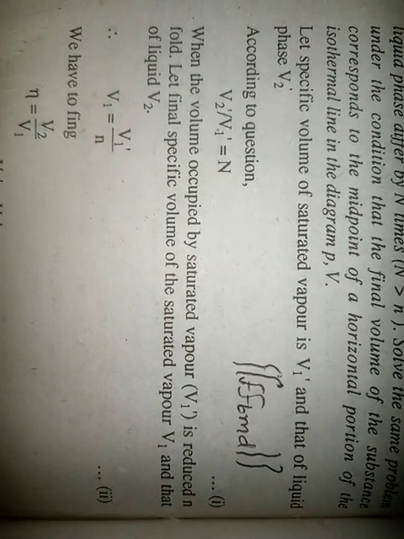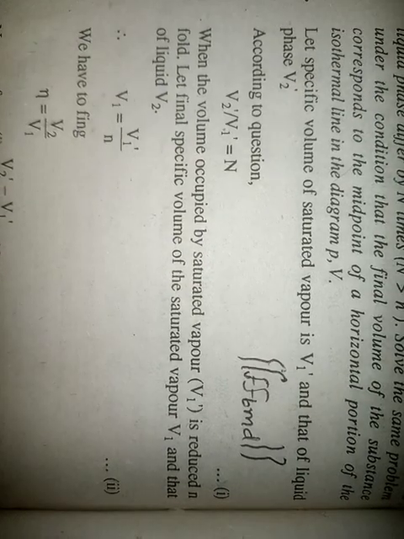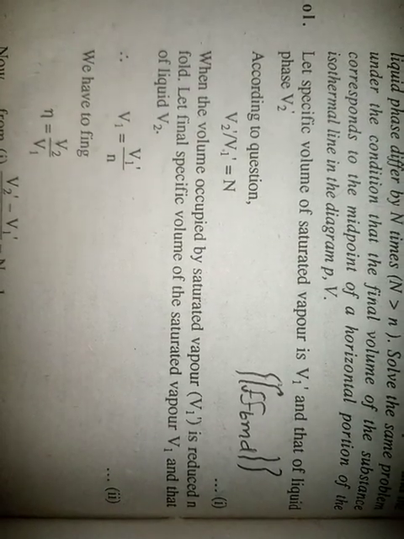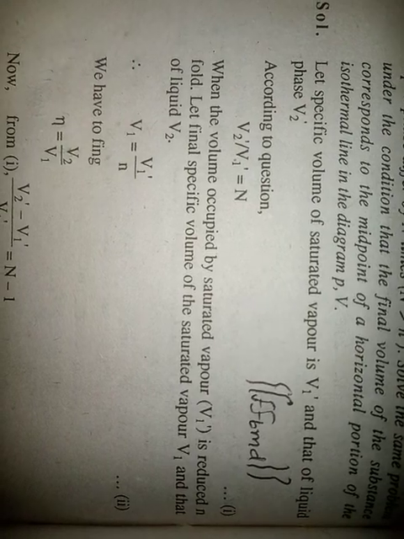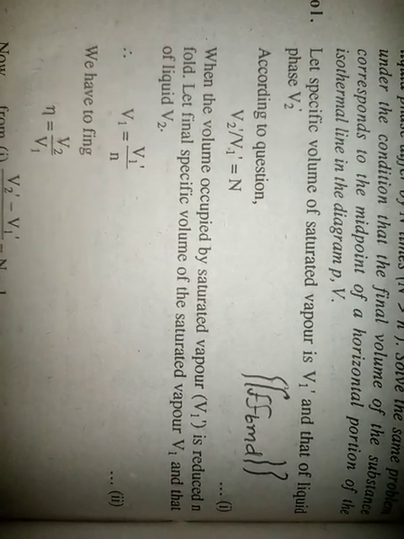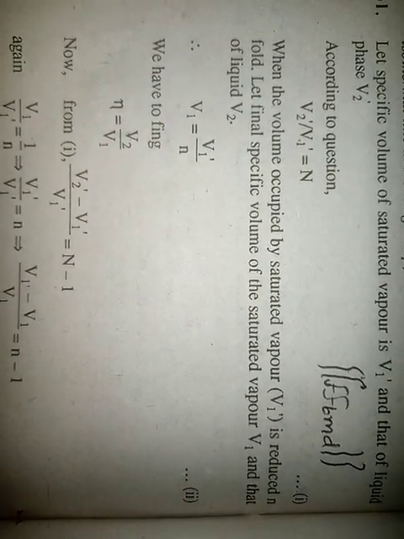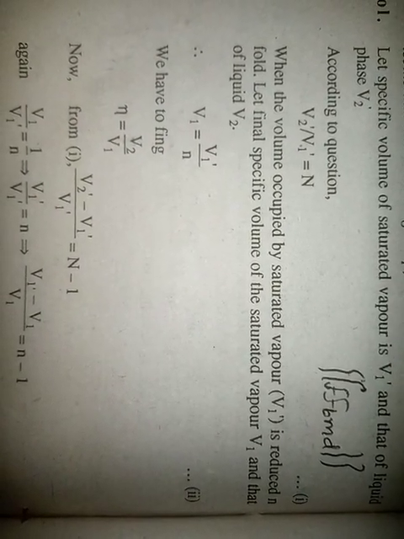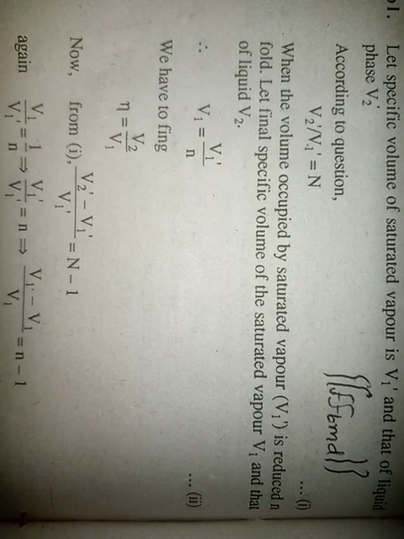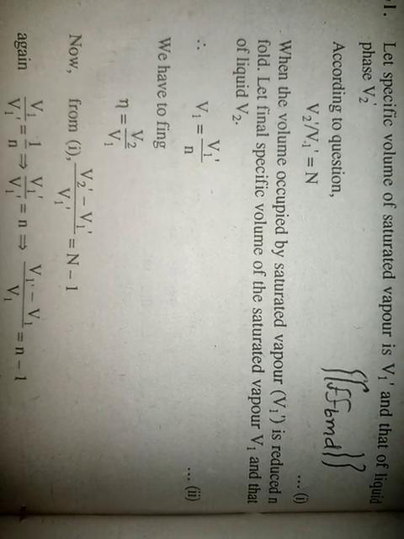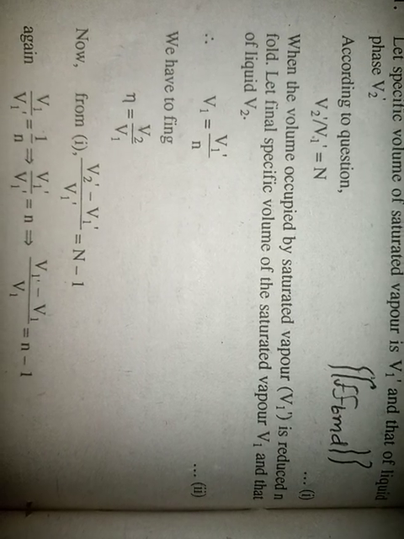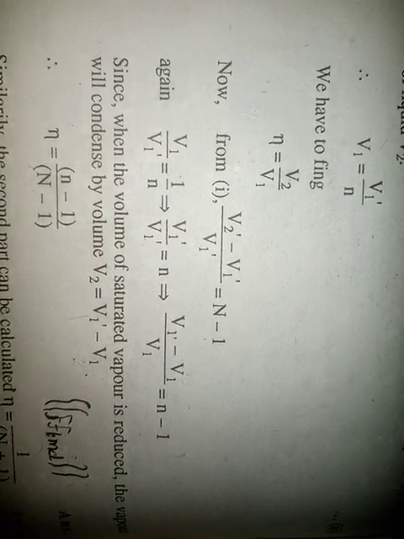Let the specific volume of saturated vapor be V1' and that of liquid phase V2'. According to the question, V2' by V1' equals n, equation 1. When the volume occupied by saturated vapor V1' is reduced n-fold, let the final specific volume of the saturated vapor be V1 and that of liquid V2. Hence V1 equals V1' by n, equation 2. We have to find eta equals V2 by V1.